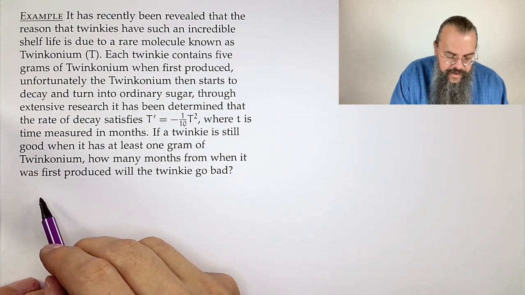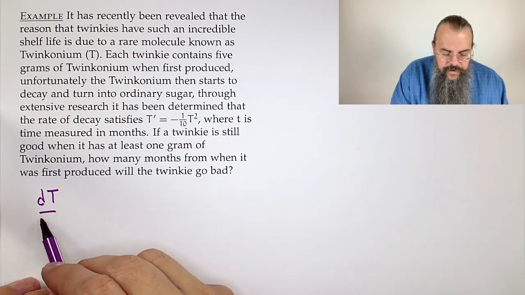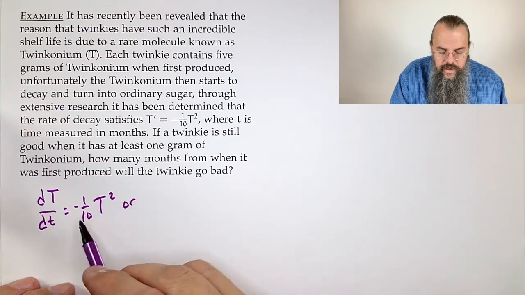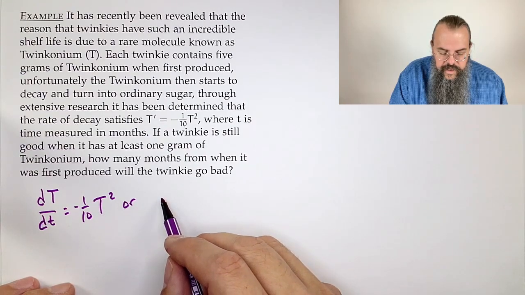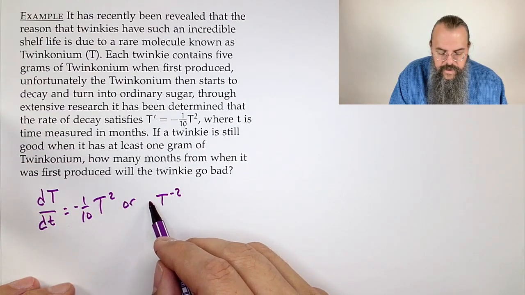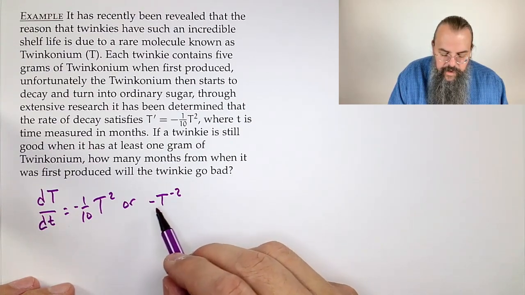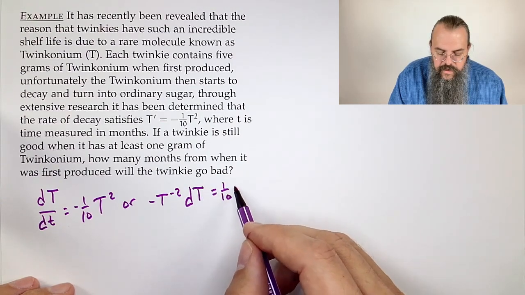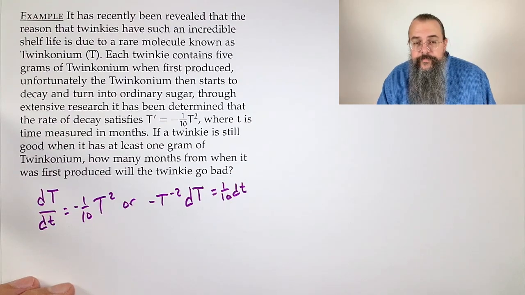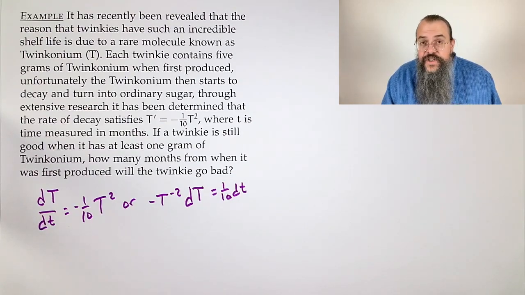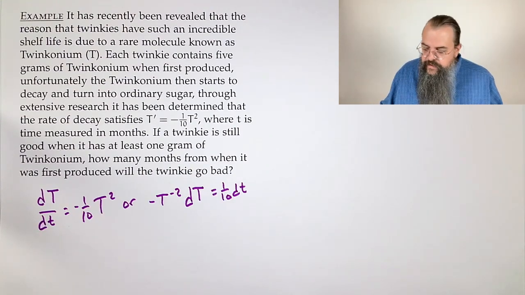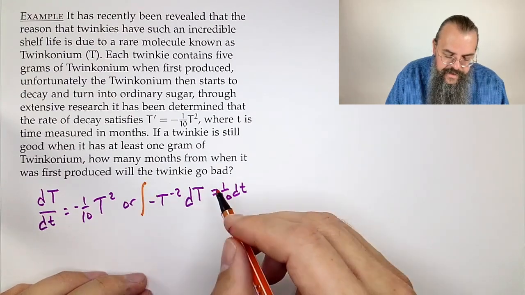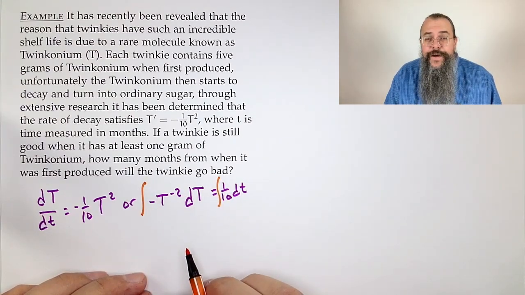Well, we should say, okay, the change in Twinkonium with respect to time is minus 1/10 T squared, or rearranging, we can say T to the minus 2. In fact, we can even bring that minus across: minus T to the minus 2 dT is 1/10 dt. All right, that's our separation. Now you might say, why did you bring the minus across? Anticipation. I'm anticipating the next step. And if we hadn't, no problems. It still would have worked fine.